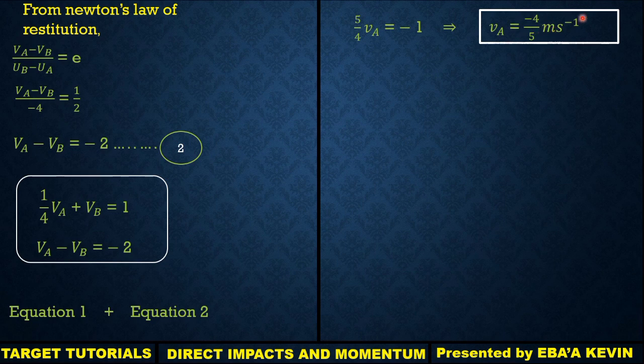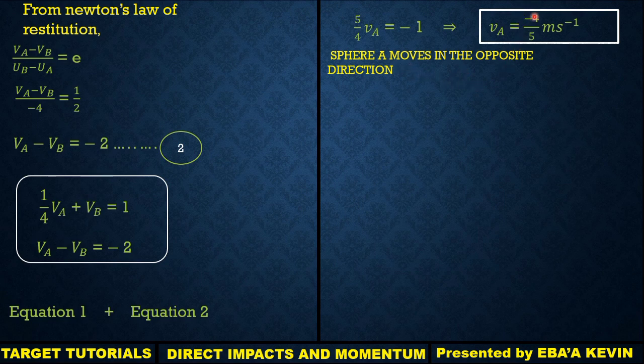And it is here that our comment comes into place. Why? Because we obtained the velocity of A after impact to be negative. Since the velocity of sphere A after impact is negative, it implies that after the collision, when sphere A collides with sphere B, sphere A is going to move in the opposite direction to sphere B just after the impact. That is the reason why we have this negative sign here.